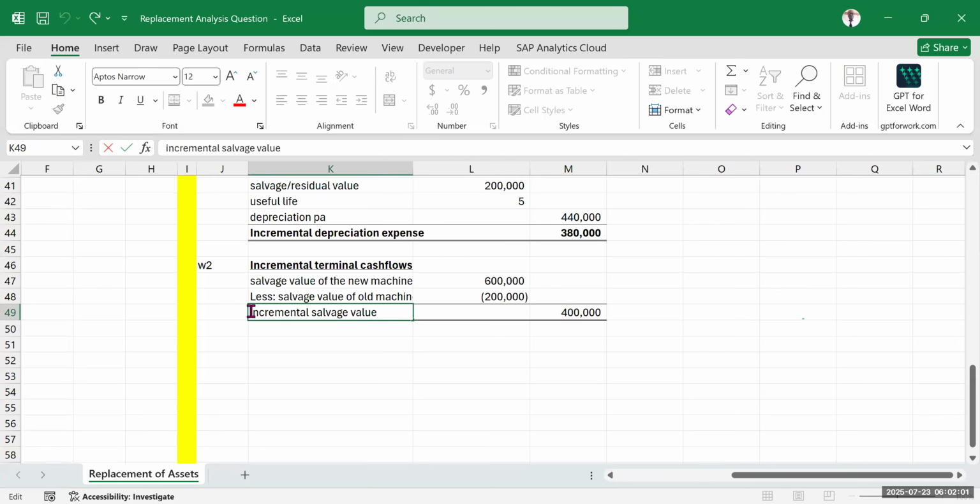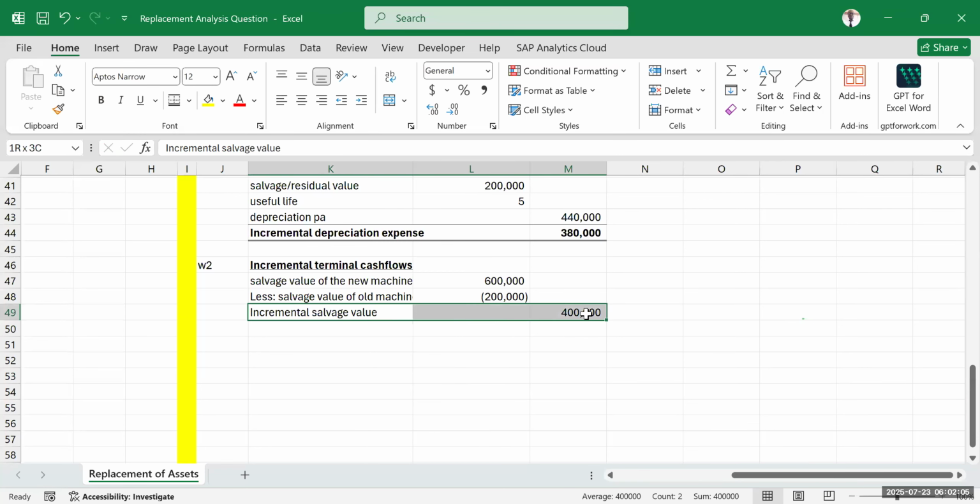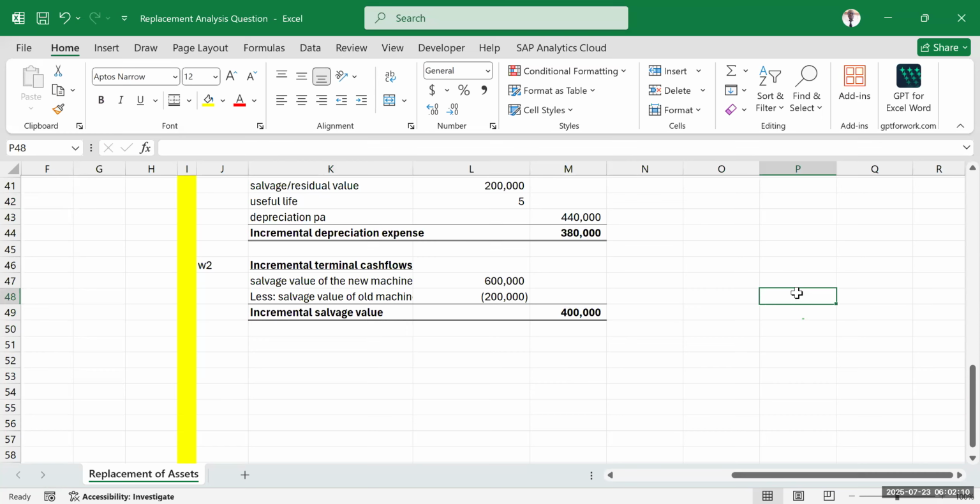But members, I want you to remember, if there was a mention of anything to do with working capital, you have to consider working capital at this stage, because working capital is normally recovered in the end.